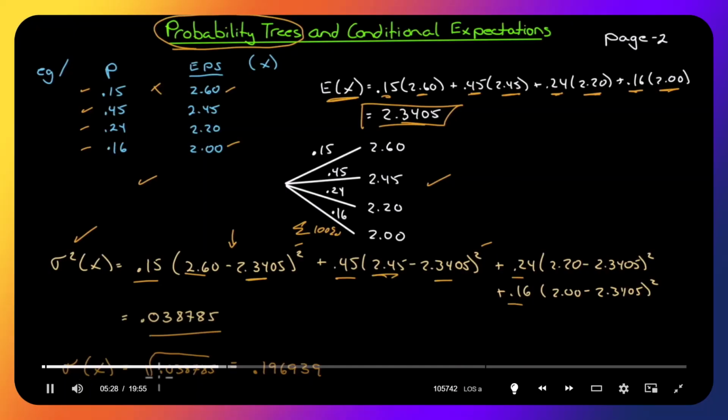We know if we take the square root of that, we will get our standard deviation. And this would round up to 0.2. So our expected value is $2.34 with a standard deviation of 20 cents.